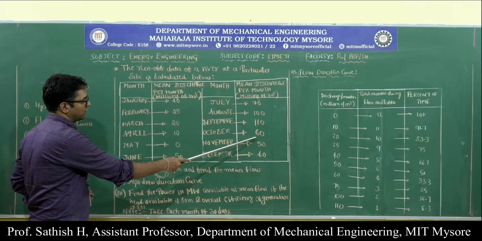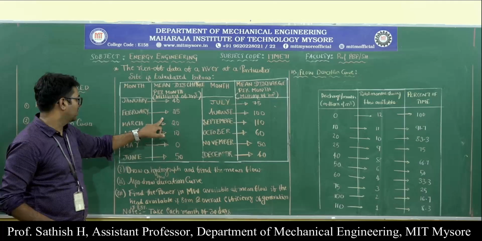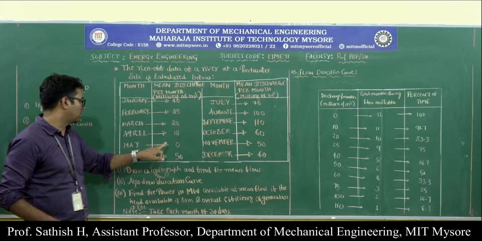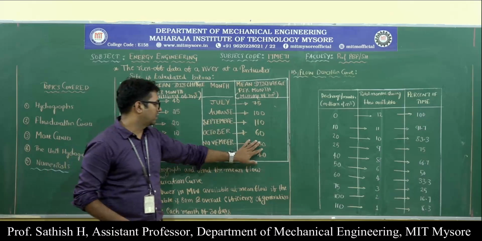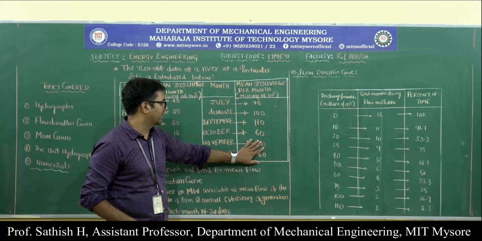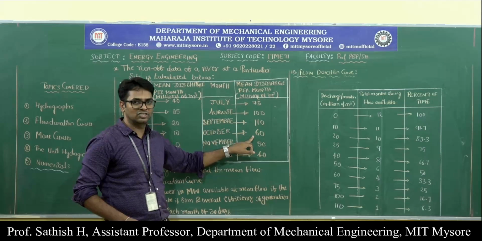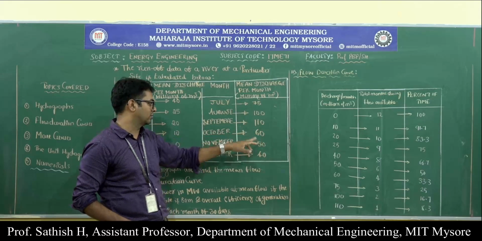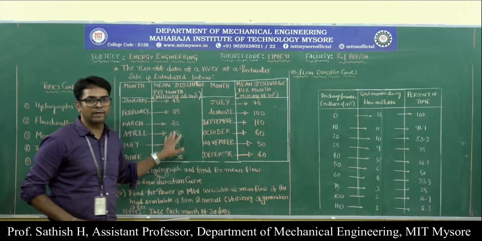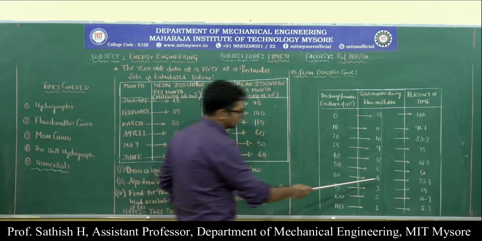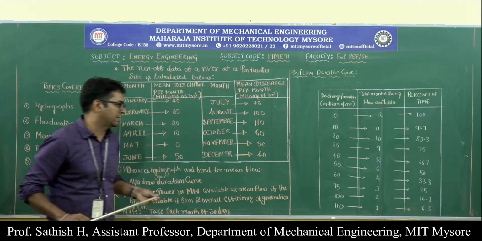Next we will take it as 60. January is less than 60, February less than 60, March, April, May and June are all less than 60 here, and these 2 months are also less than 60. That means only in July, August, September and October you will get a discharge of 60 or greater than 60. That means only 4 months you will get. So that means 12 minus 8 months, you will get 4. This ratio is 4 divided by 12, that is 33.3.